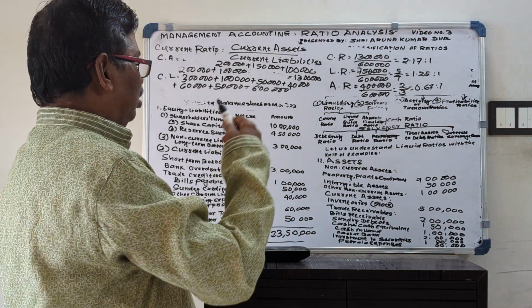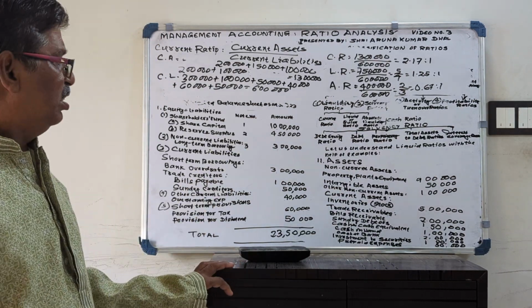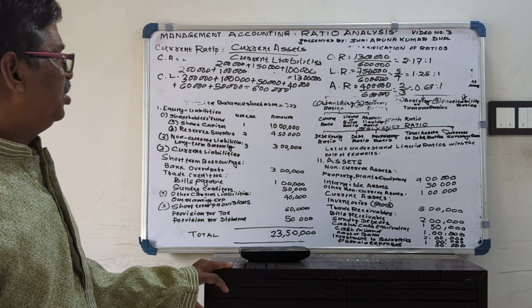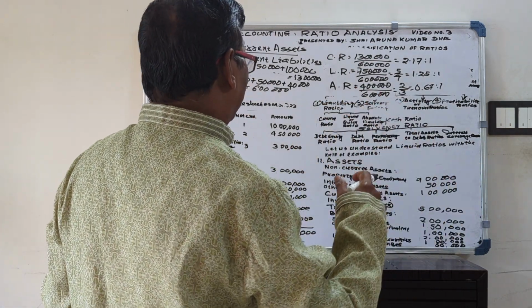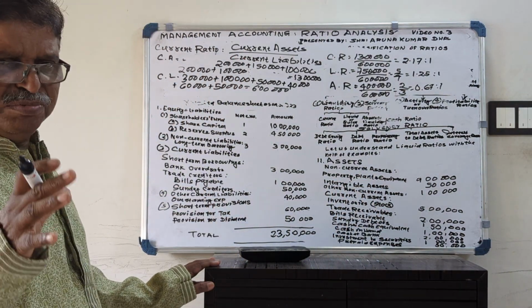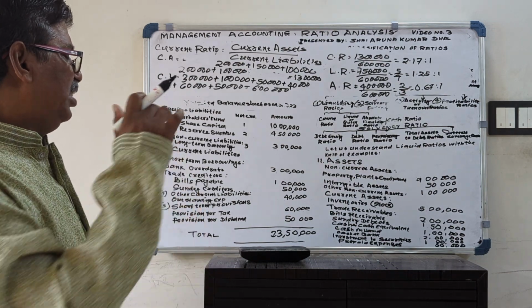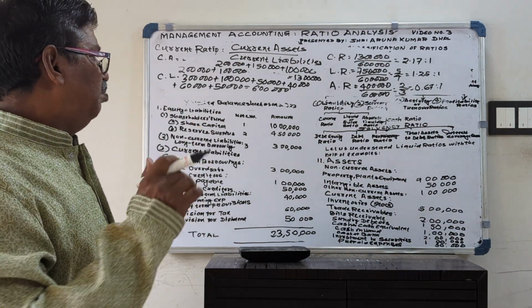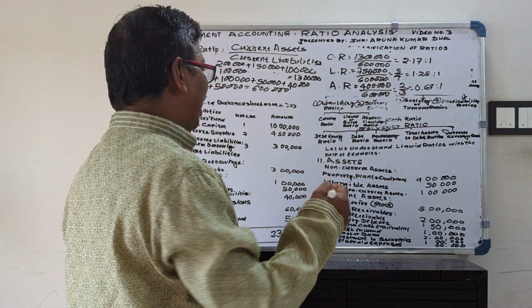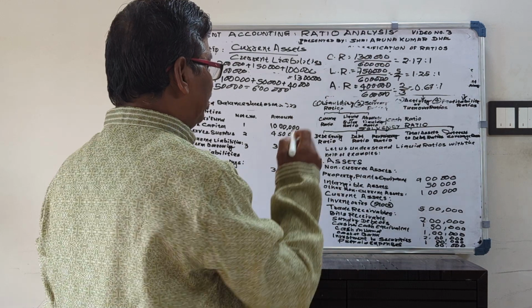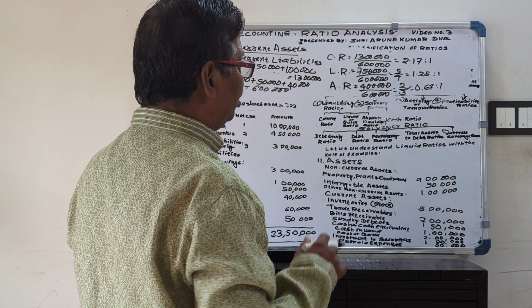In the next video, we will focus on solvency ratio. Solvency ratio measures the long-term solvency of a business, whether in the long term the business is in a position to repay the debt of outsiders. Under solvency ratio, we will calculate debt equity ratio, debt ratio, proprietary ratio, total asset to debt ratio, then interest coverage ratio.